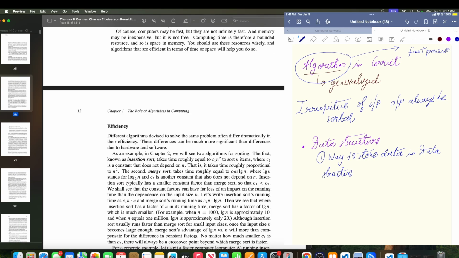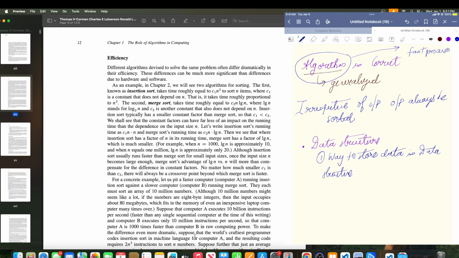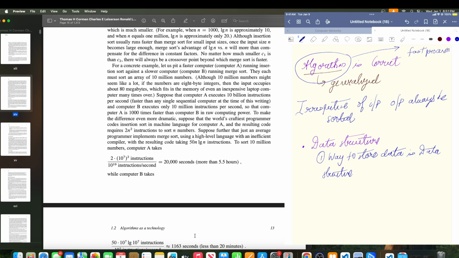Not just efficiency. Different algorithms devised to solve the same problem often differ dramatically in their efficiency. These differences can be much more significant than differences due to hardware and software. In chapter 2, we will see two sorting algorithms. The first is known as insertion sort, and it takes roughly c1 n squared time. The other has a constant that does not depend on n, and it takes time roughly proportional to n squared. Okay, now this is something which is going to be important.